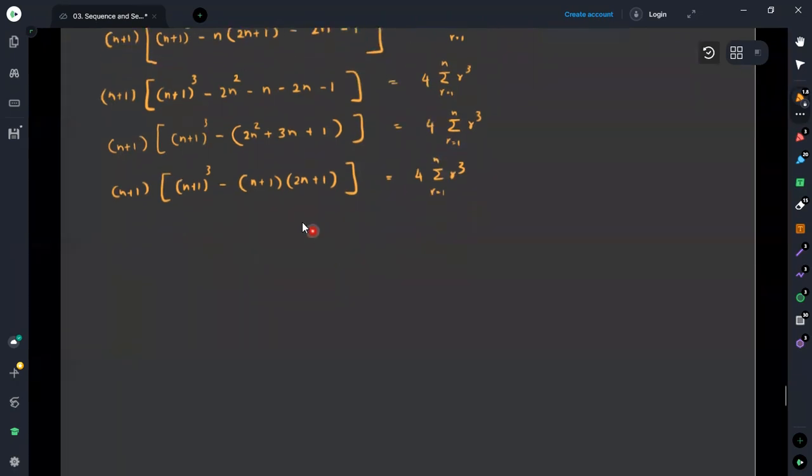Now we can see that n plus 1 is again common for these two terms. Then another n plus 1 is taken out. Altogether we are having n plus 1. There are two terms like that. Then we are having (n plus 1) to the power 2. It is because already another n plus 1 has been taken out. Then here we are having the quantity as 2n plus 1, which is equal to 4 times the summation of r to the power 3, where r goes from 1 to n.